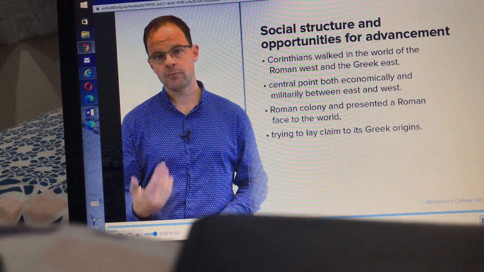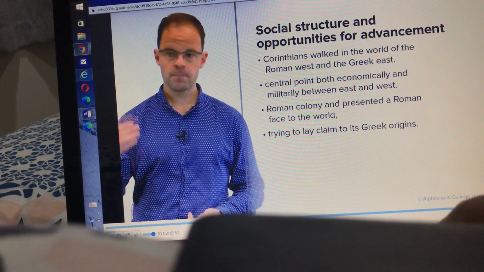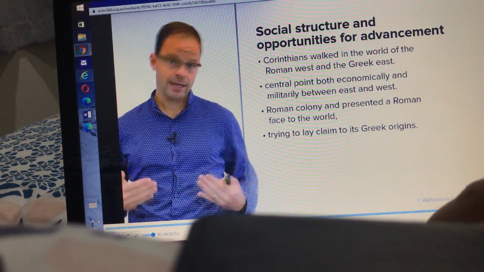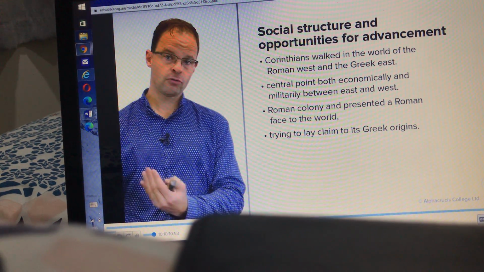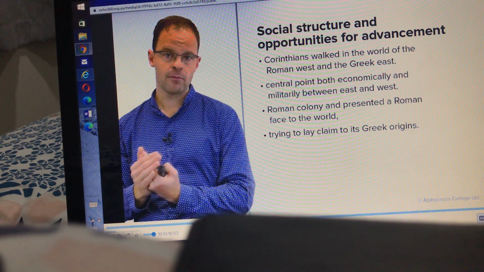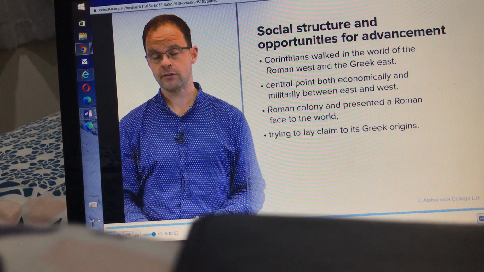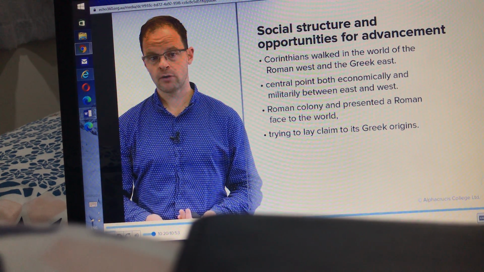So this is a really important city for Romans, particularly, because for them, it's a city that is facing the Greek East. It's Roman in its establishment, it's Roman in its early influence, but to the Greeks, it's a city that they can come and be a part of and come and adapt to, but still maintain their Greekness. So you can really be a citizen of both worlds when you're living in Corinth.